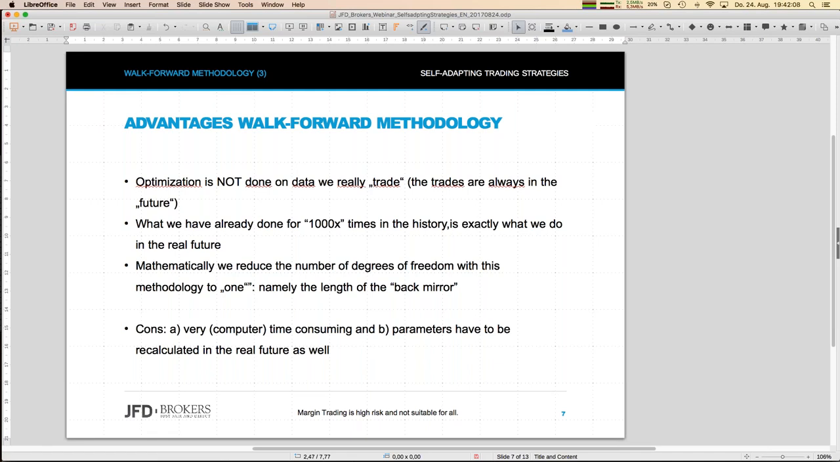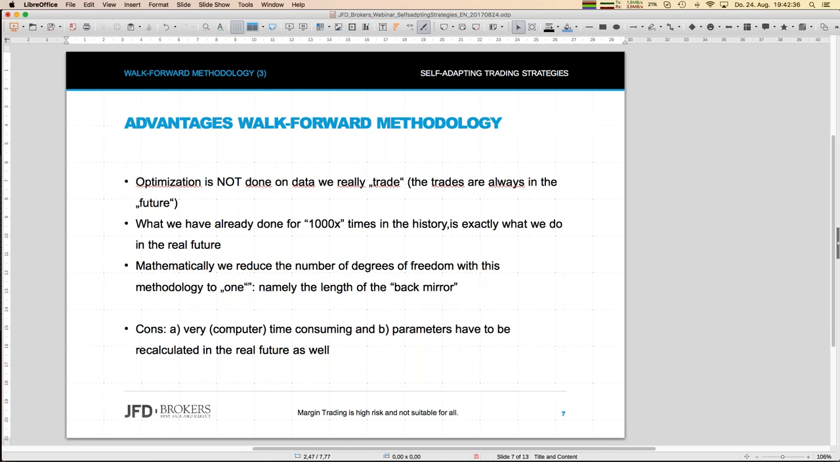So we have a reduction of degrees of freedom from originally 4 now to 1, and that is the length of that green box, that back mirror length. I would love to get rid of that final degree of freedom as well, but I don't have a methodology for that. So I live with that, but it's finally only 1 degree of freedom.